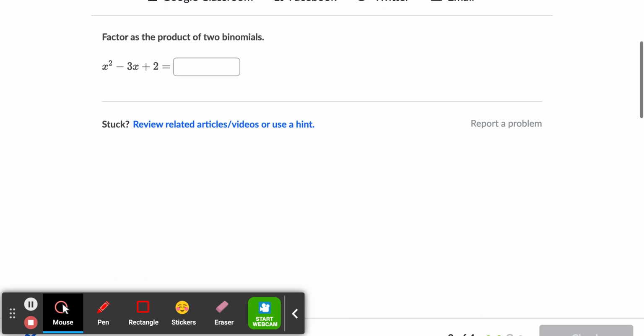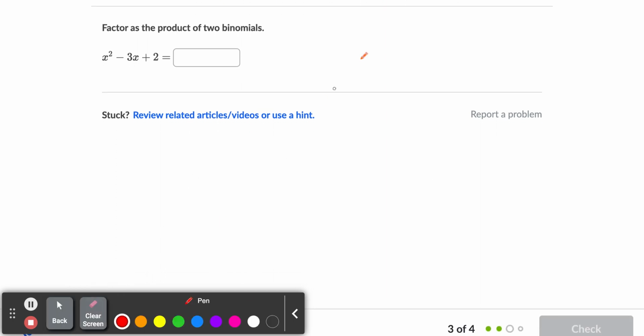Similar directions, factor as the product of two binomials. So I'm going to go straight to my x here. I need to find two numbers that multiply to get a positive 2. It's at the very end, right? I'm just following the pattern here. And then the same two numbers are going to add up to a negative 3. So let's find out that combo.